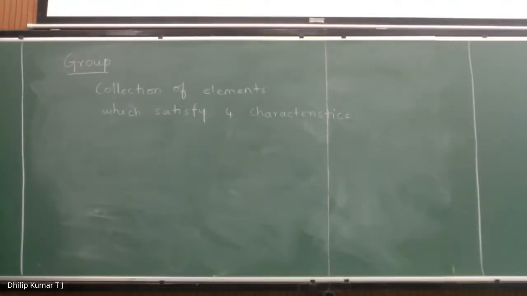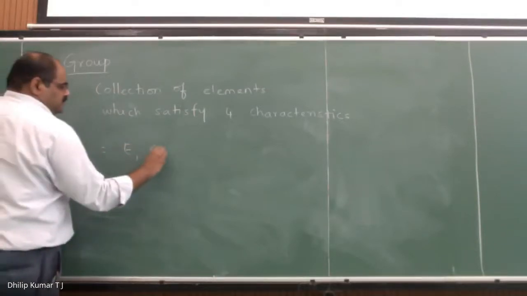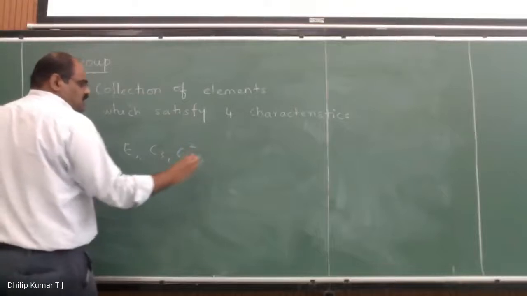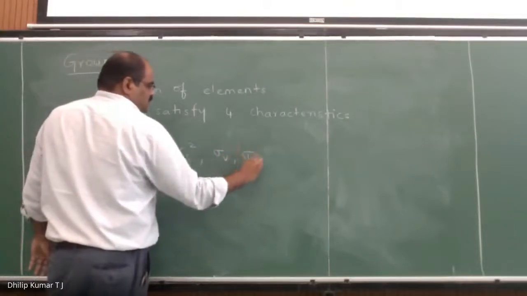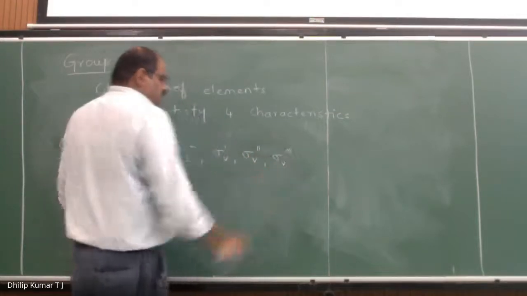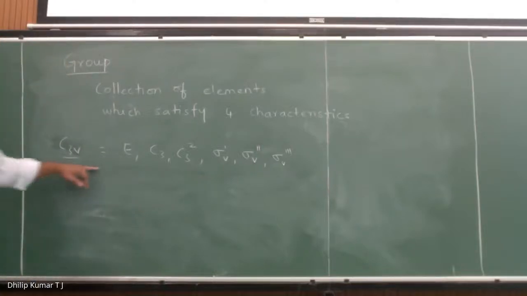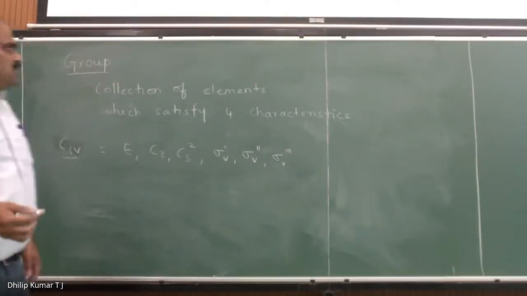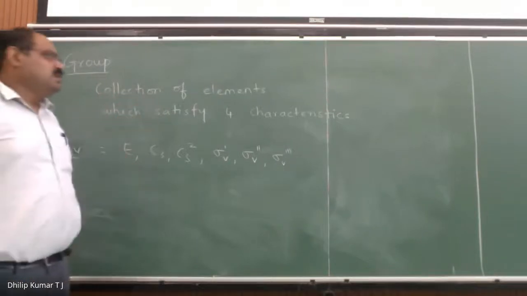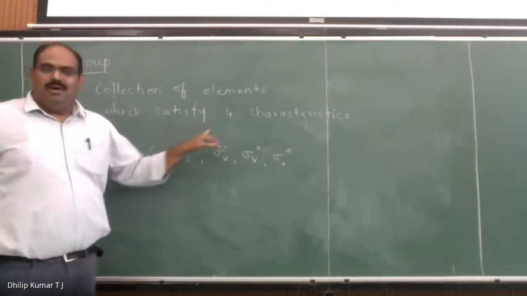It forms a group. Similarly, for C3v you have E, C3, C3 squared, sigma v, sigma v prime, sigma v double prime. So C3v has these symmetry elements. So all 6 are called a group. Okay, so this is a collection of symmetry elements called a group, and all these 6 will satisfy some characteristics.